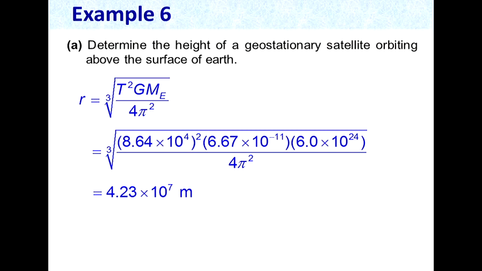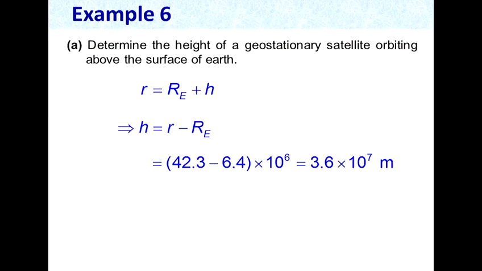But this is not the answer. You want the height above the surface of Earth, not the radius of orbit. So how are you going to find the height from here? You've got to subtract the radius of Earth. That will give you the height above Earth's surface. The radius of orbit is the sum of the radius of the Earth plus the height of the satellite above the surface of Earth. So h is what the question is asking for.